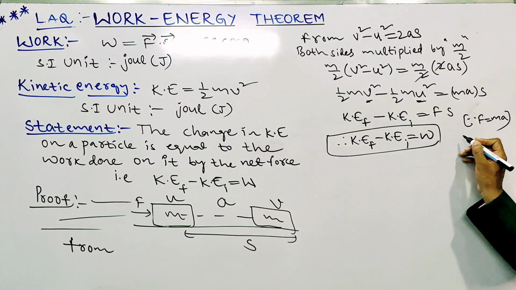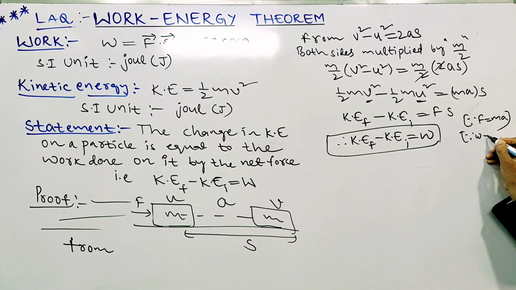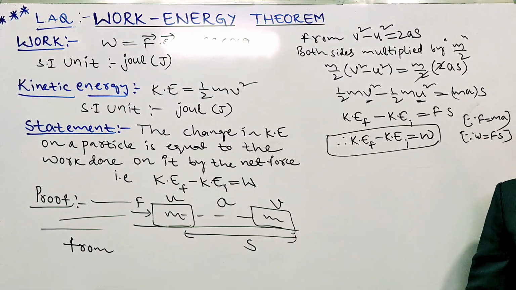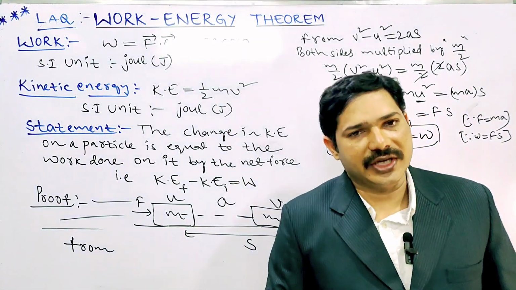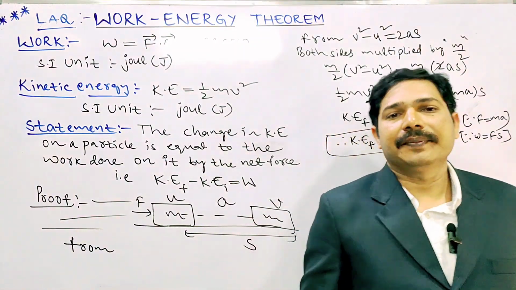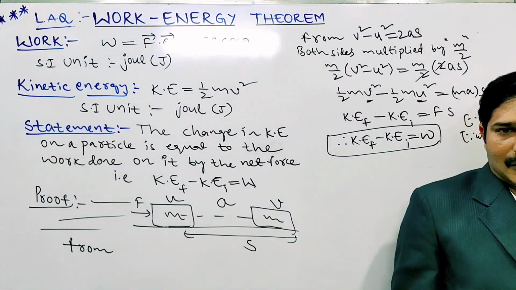Why W? Since W equals Fs, the formula for work is Fs. So this is the work energy theorem: the change in kinetic energy is equal to work done. Sometimes we also have to write it in vector form.